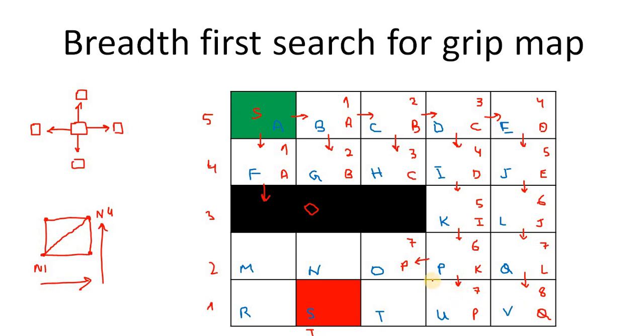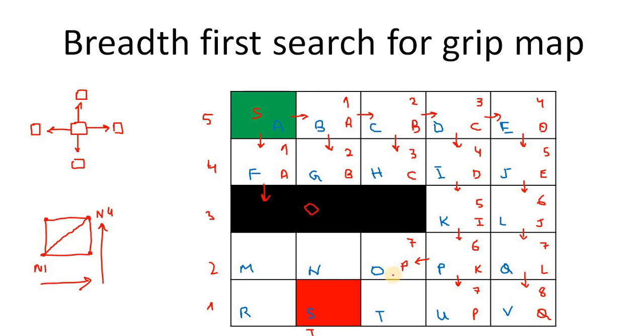Okay, now how many nodes do we have? O, U, and V. So alphabetically node O gets priority. It should be discovered first.